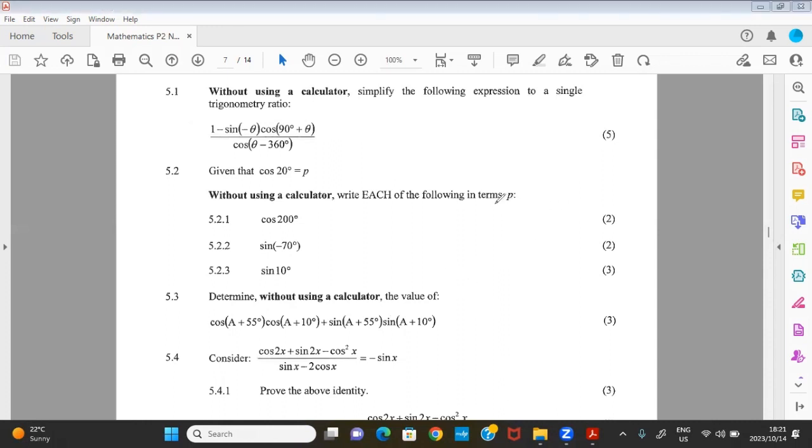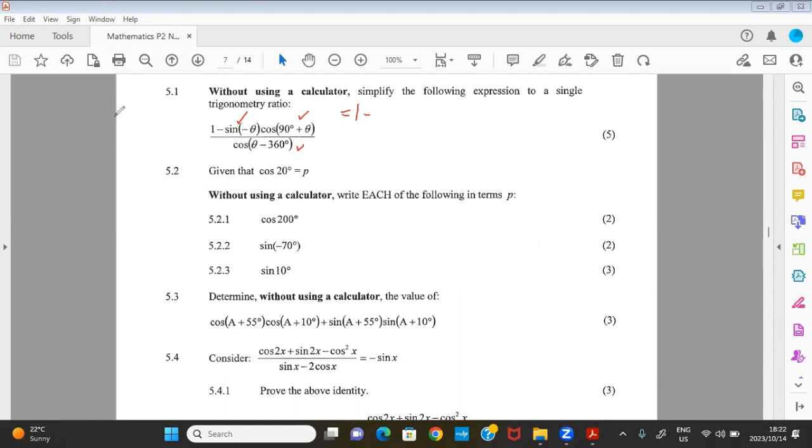Let's see. We'll try by all means to simplify each and every expression on its own, to not make things complicated for yourself. And they are offering you 5 marks for something like that. So, okay, let's see. It's going to be 1 minus, and now we have sine of negative theta.